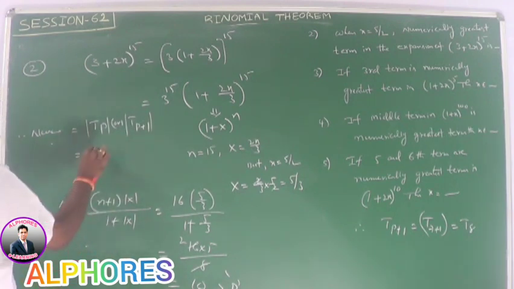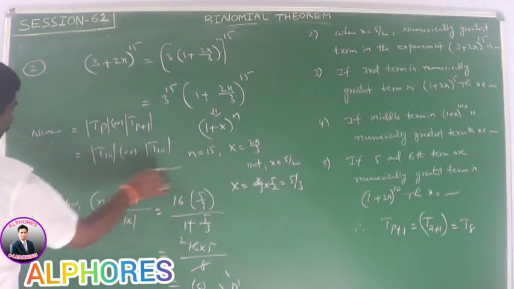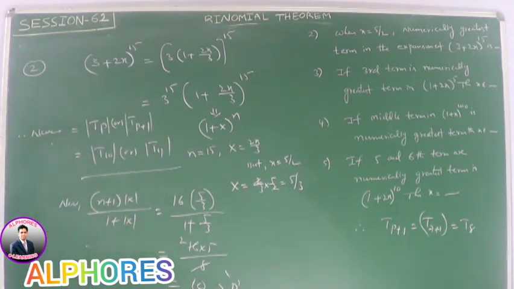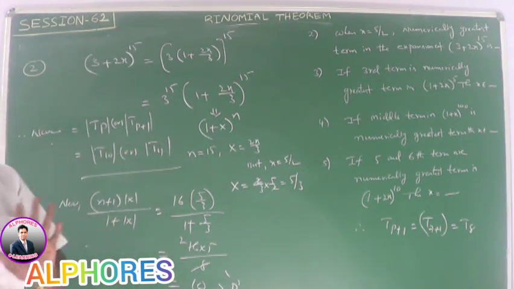The p value is 10. Mod T10 or mod T11. These are the numerically greatest terms. Now we find T10 or T11. Both must be equal. Okay, now we find T10.